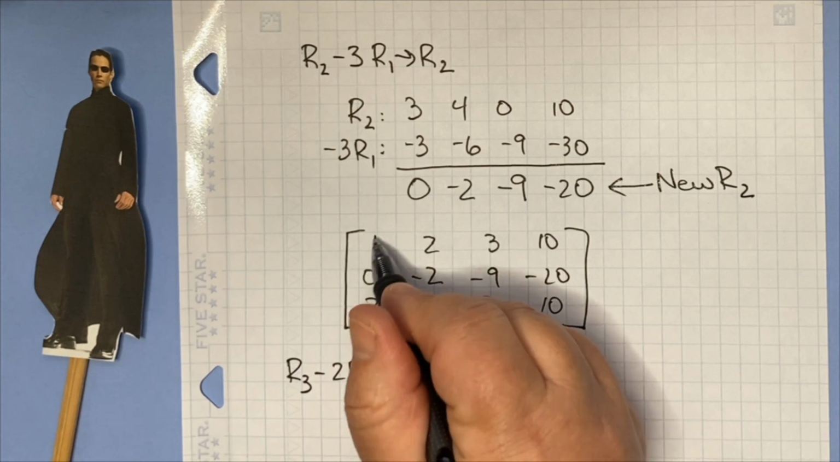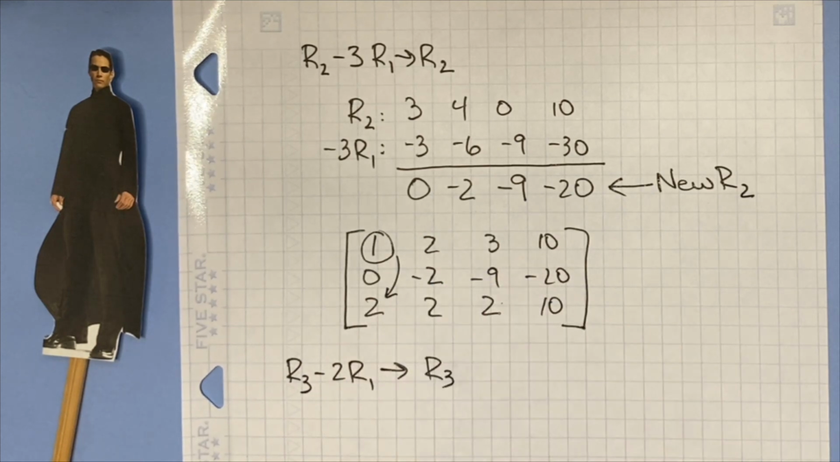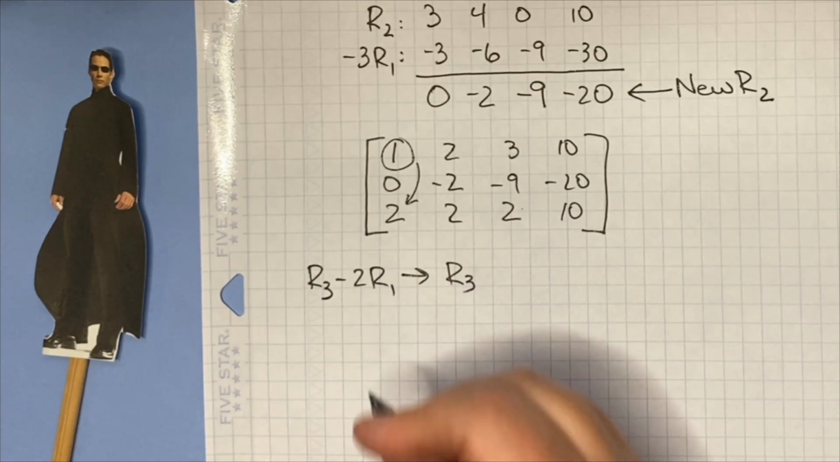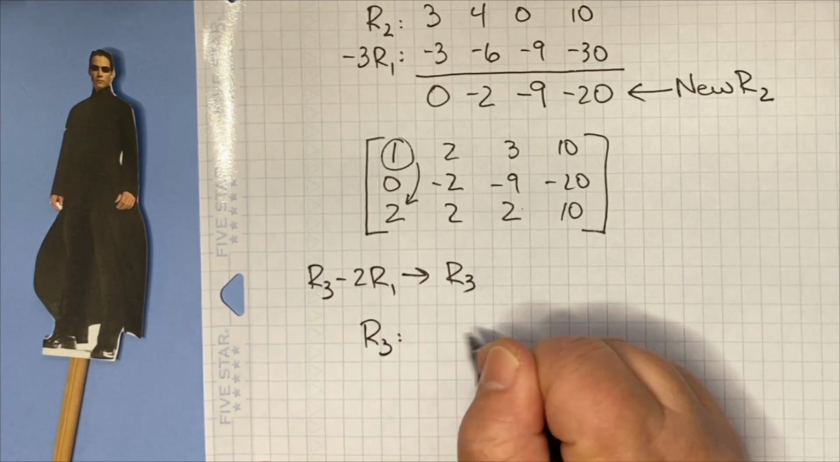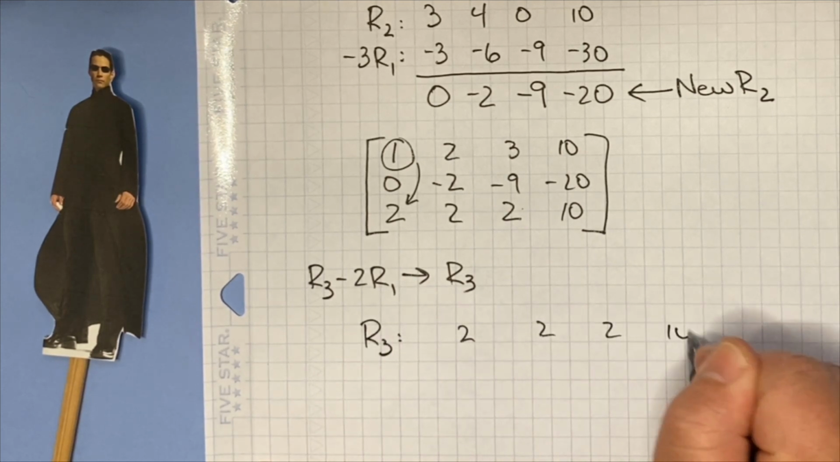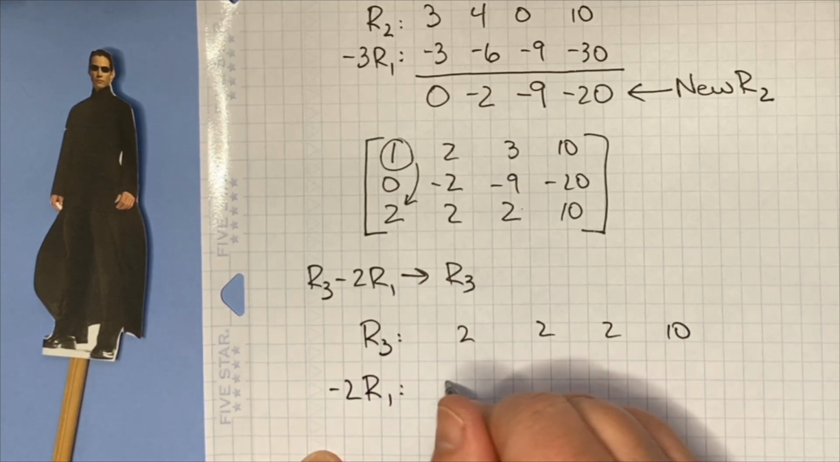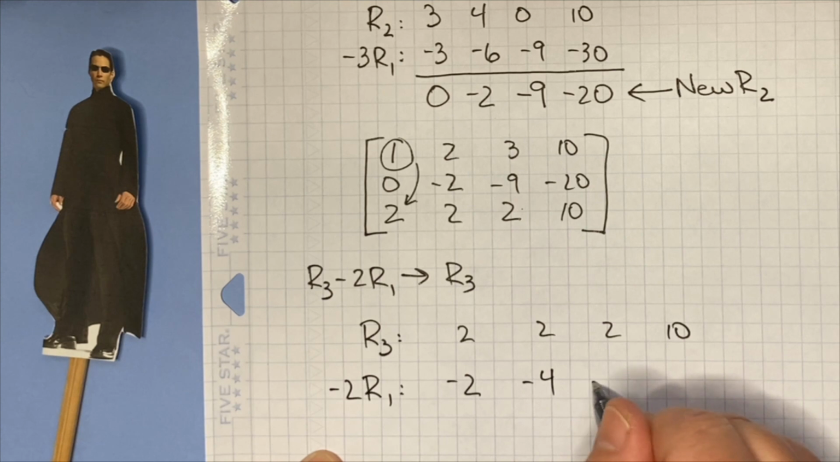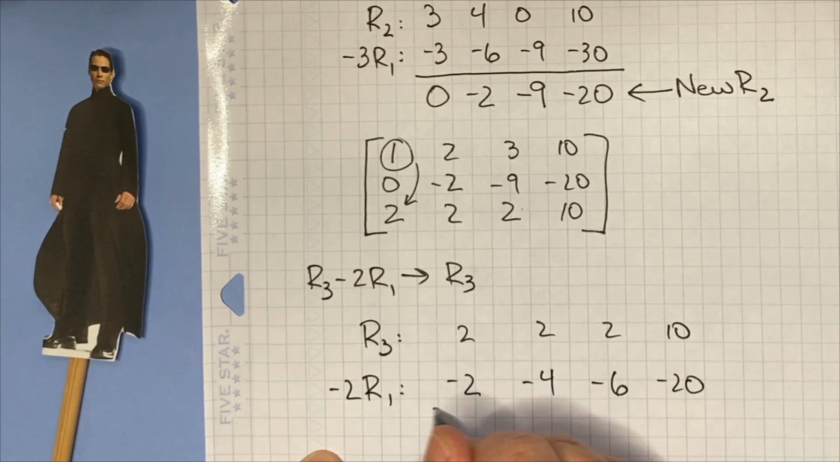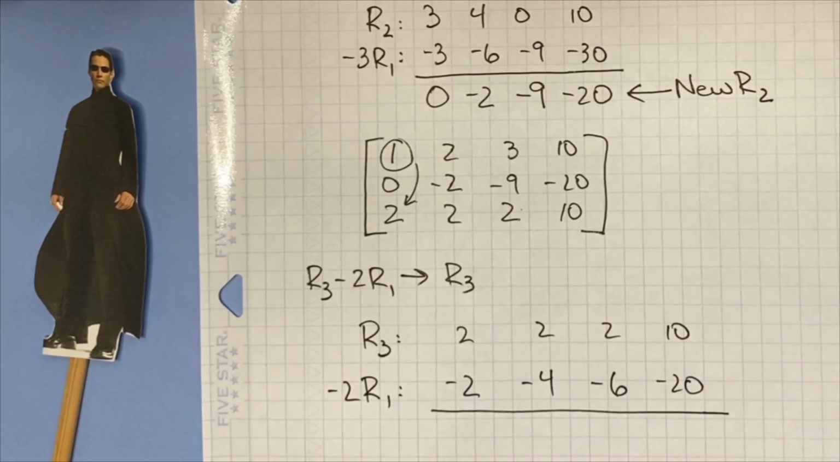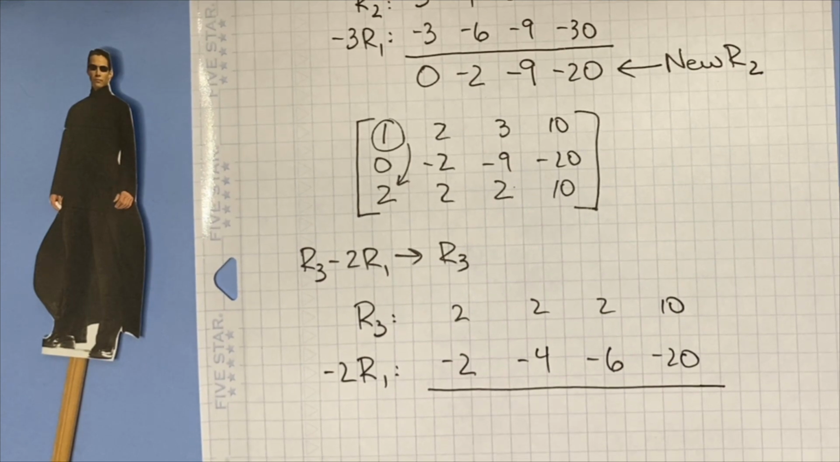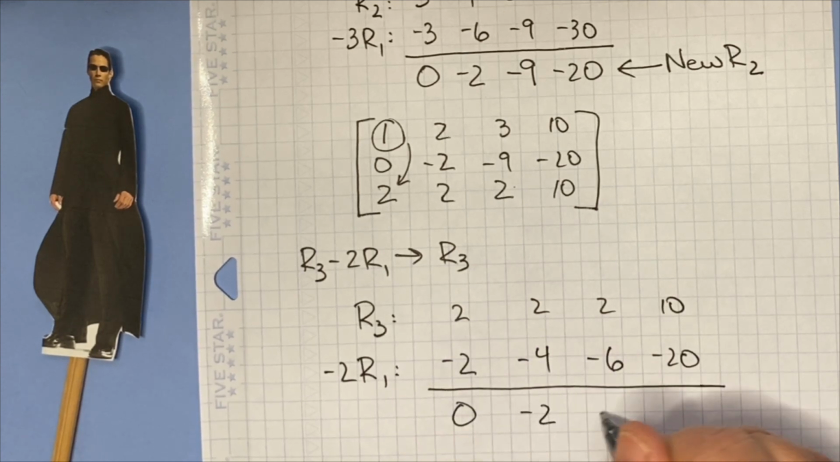So I'm going to use this to get rid of the 2. Okay, so row 3, 2, 2, 2, 10. Row 1 times negative 2: negative 2, negative 4, negative 6, negative 20. And again, you see, I did the subtraction. I could have done it the other way around and not end up with a bunch of negatives, but that is the way it is. So then I get 0, negative 2, negative 4, negative 10.